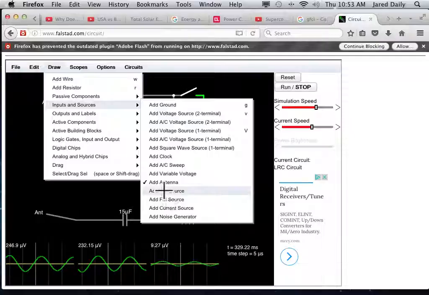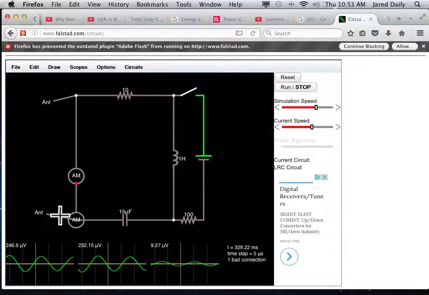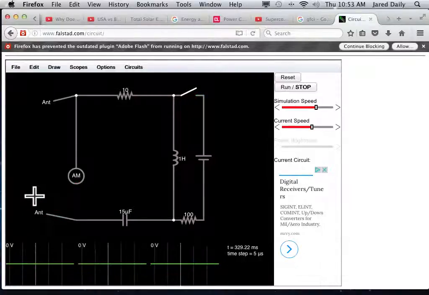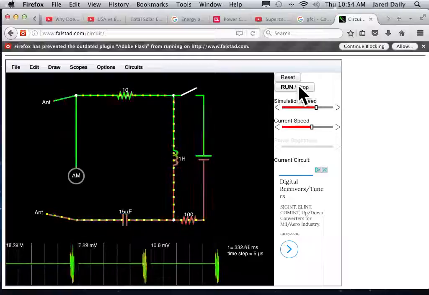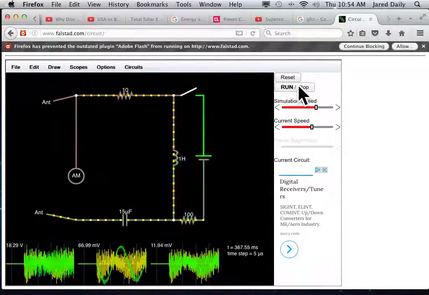Add an FM source right here. Oh, do they have to add it into this? Okay, that's fine. That's not exactly how I want to do it, I don't think. Let's see what happens here. Okay, so you can kind of see what's going on here.